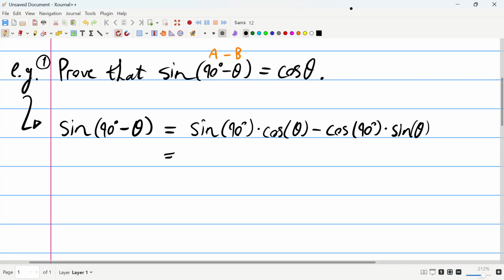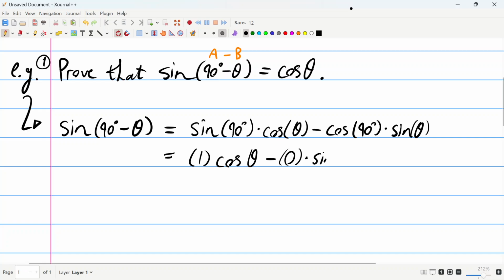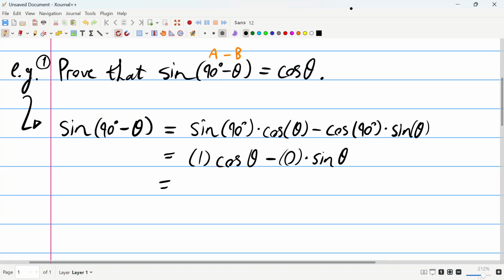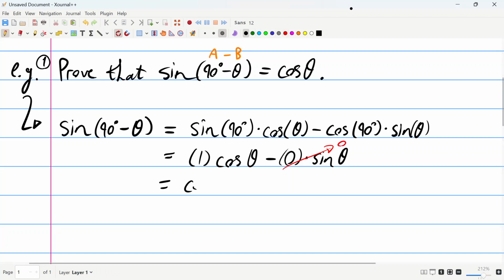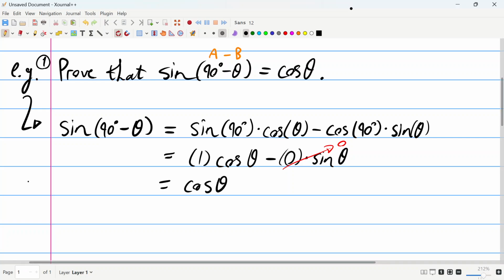And then if we simplify this, we'll note that sine of 90 degrees is equal to 1. Cosine of theta is just cos theta. Cosine of 90 degrees is going to be 0, multiplied by sine theta. And then we can clearly see that 0 multiplied by sine theta is just going to give us 0, and 1 times cosine theta is just cosine theta. Therefore, sine of 90 degrees minus theta is then equal to cos theta, using the compound angles.